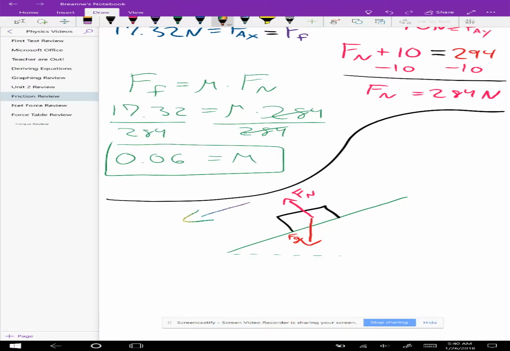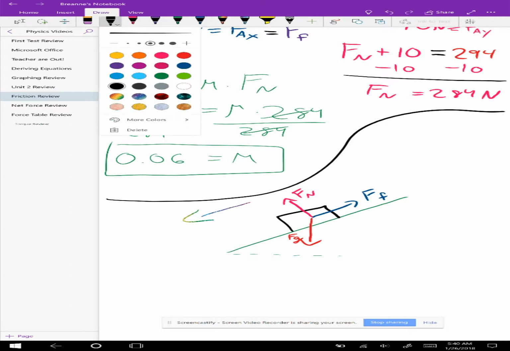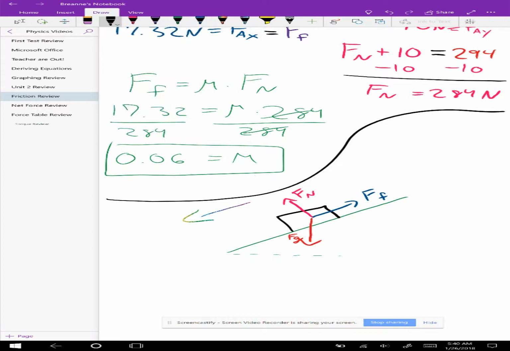So since it's moving in that direction, our force of friction would be in the opposite direction. That's kind of our free body diagram there. To make life easier, we rotate our frame of reference. So this becomes our y, this becomes our x. Again, the reason we do that is just to make our life easier.